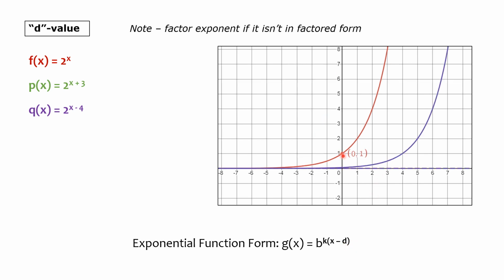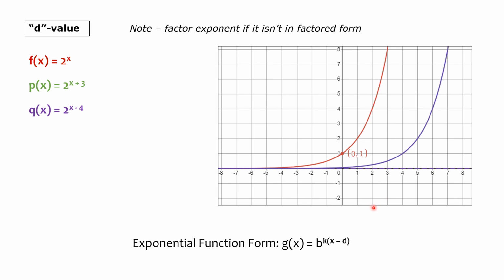So again, this point 0, 1, our y-intercept, is now over 4 units here, and that's the purple one. And the asymptote is still in the same place. It did slide over, but we can't see that because of its infinite qualities. Okay, that's the d value.